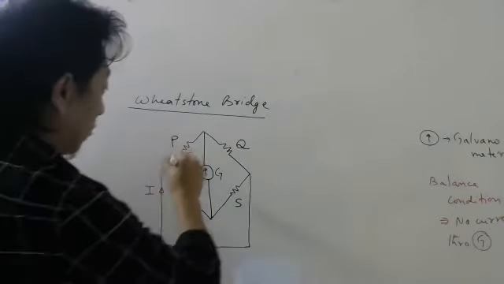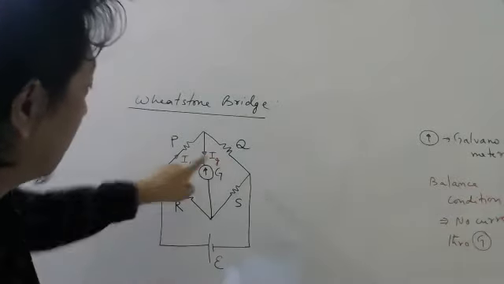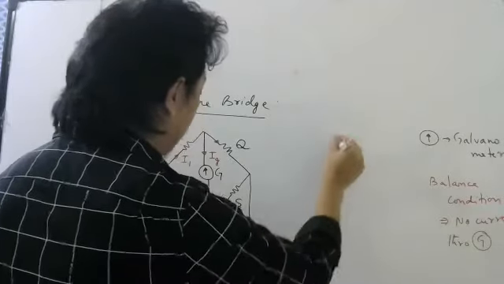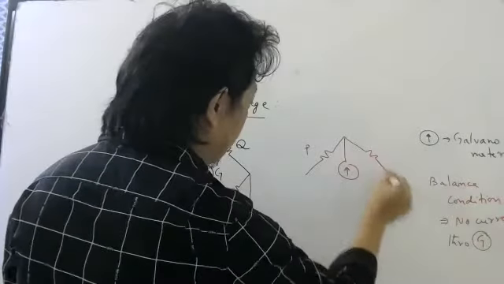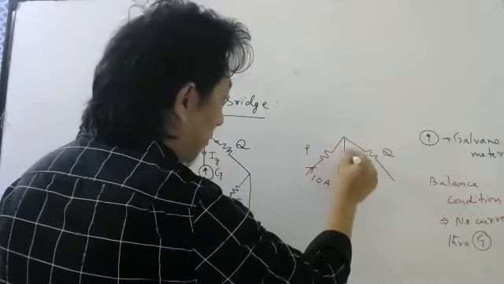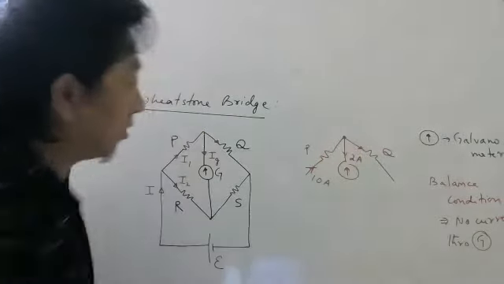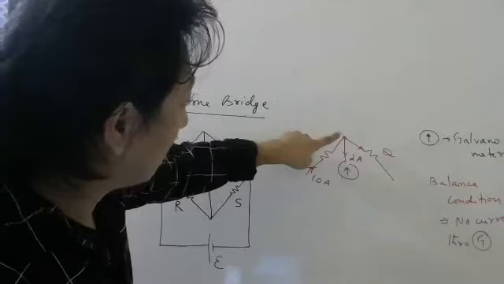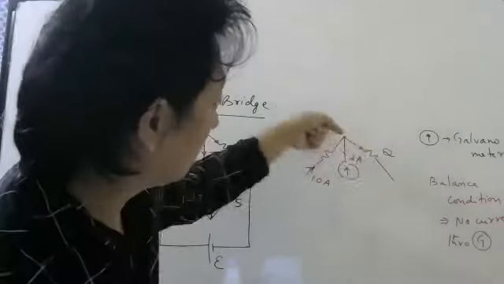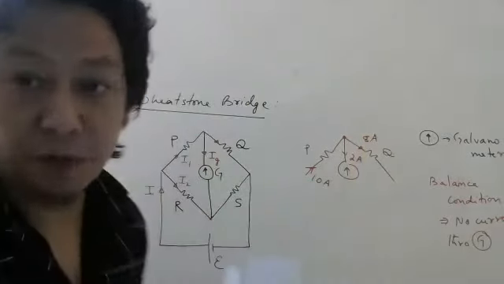Now this I1 comes here, and here let us say IG will go. Then how much will go here? This is the galvanometer. This is P. This is Q. Say 10 amperes comes here, 2 amperes goes there. Then how much should go here? Apply Kirchhoff's current law here. If 10 ampere is coming, 2 ampere is going, how much should go here? 8 ampere, right?